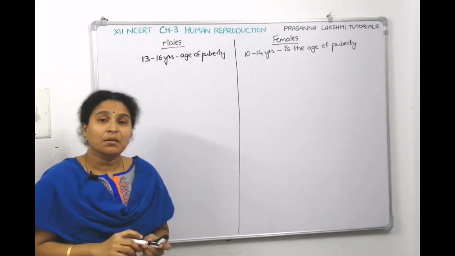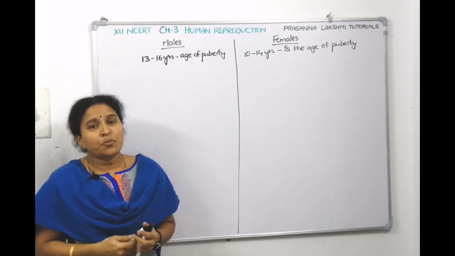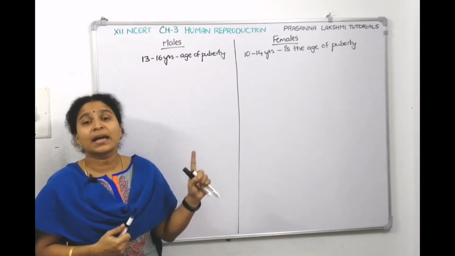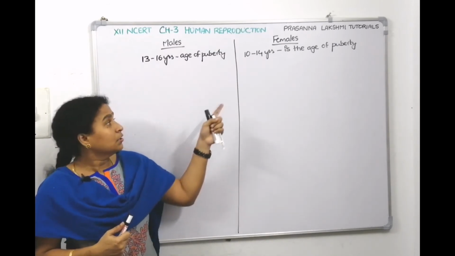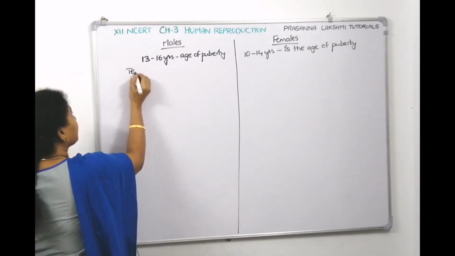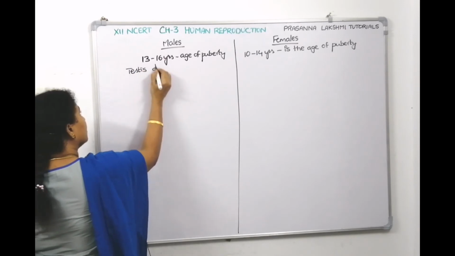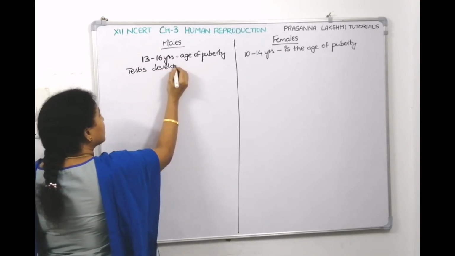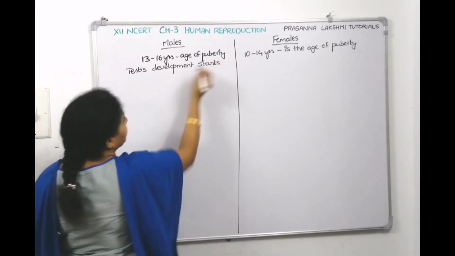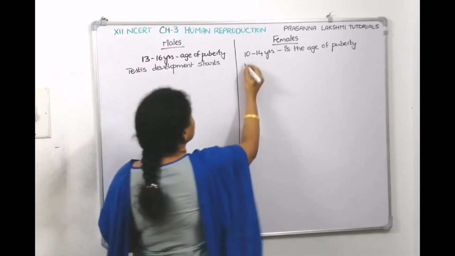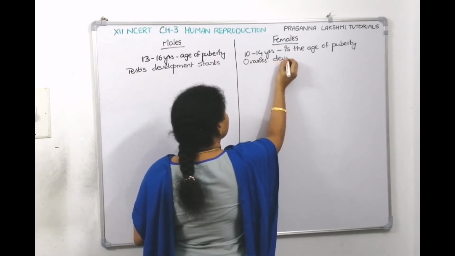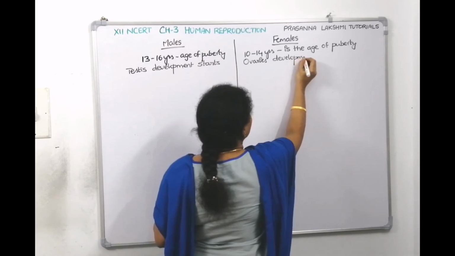Now, what do we mean by age of puberty? Age of puberty means where reproductive organ development happens. The male gonad is the testis here. The female reproductive organ is the ovaries here. So, testis development starts. Testis enlargement starts. Ovary development starts. The female gonad is called the ovary. Ovaries development starts.